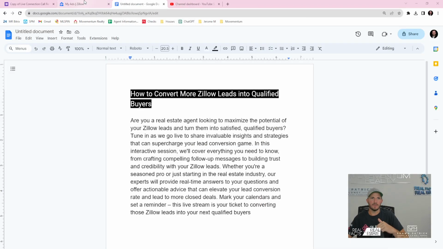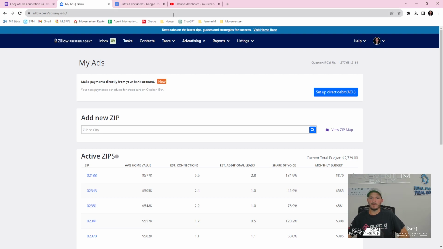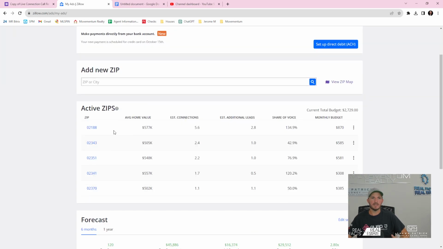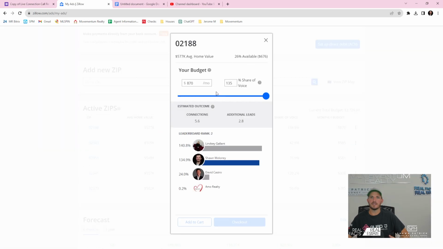Jump over to my computer, and one of the first things I want to point out is the Zillow My Ads section. When you go into the Zillow Premier Agent app, you go into advertising, and then to My Ads. That's where you're able to see your dashboard of the zip codes that you're buying. As you can see on here, you can see the zip code I'm purchasing, you can see the average home price, and you can also see how many connections you're getting for $870. So I'm getting 5.6 connections for $870 in this zip code currently.